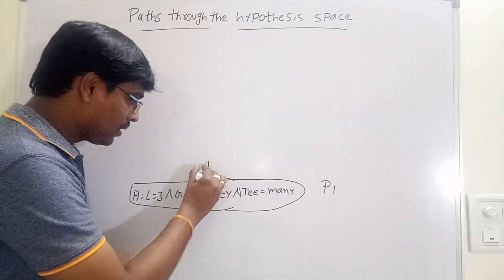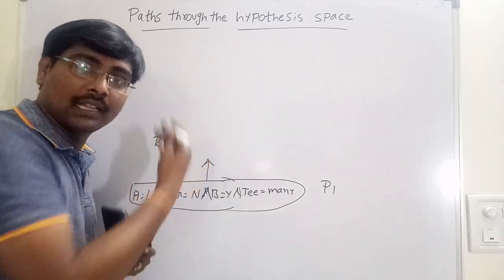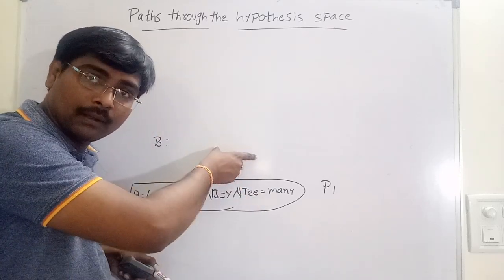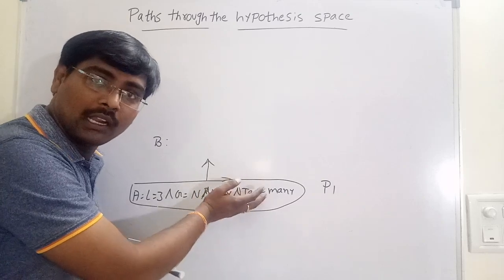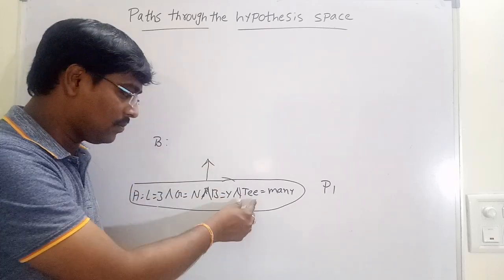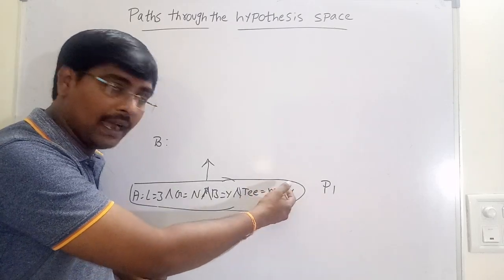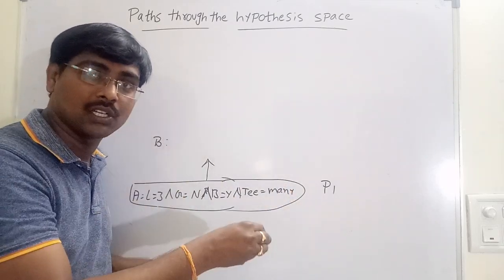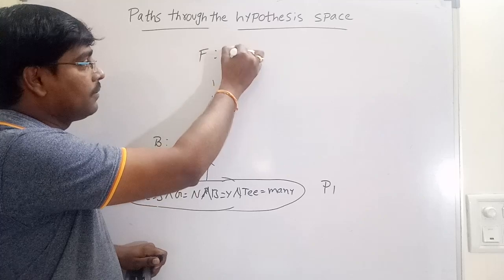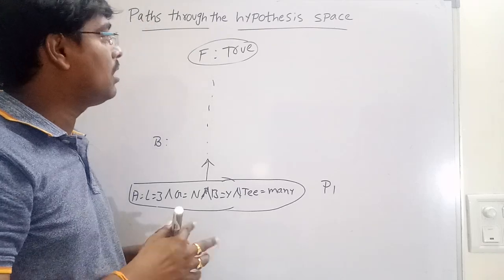Then what will we do? Suppose we are moving to the most general one. Generalization means step by step we are removing a literal. If we are removing a literal, it covers more examples. If we are adding a literal, we are providing more conditions. That is specialization. Step by step we move and finally reach true, which covers all the examples.